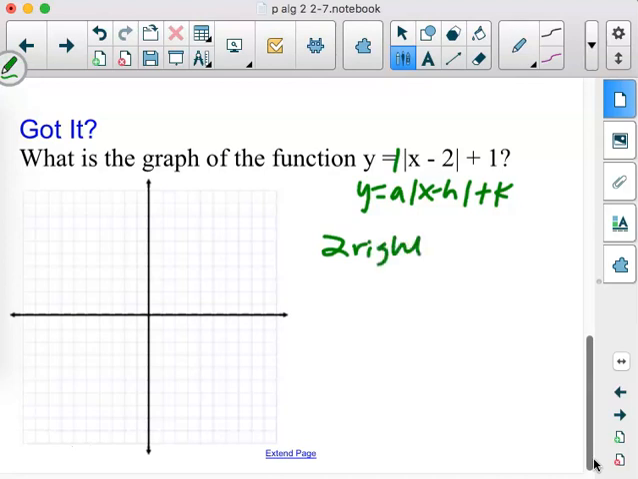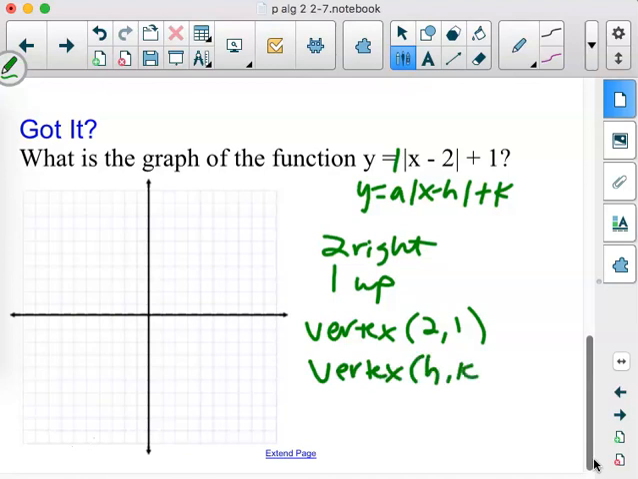Right. How about the 1 in the back? Where's that going to move it? Up 1. So we're at 0, 0, and we go 2 to the right and up 1. Where are we at? Exactly. So H and K, that's the vertex for every one of these graphs.